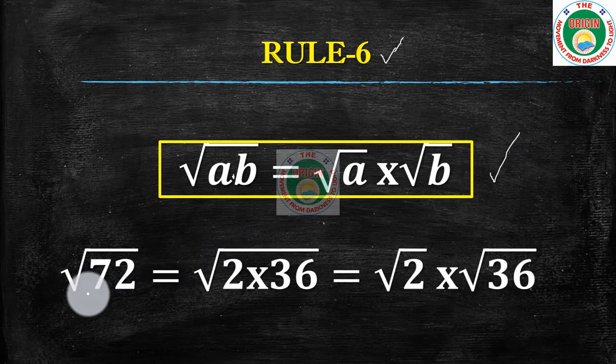Example I have given here: root 72. 72 is nothing but we can write it as 2 into 36. 36 2 times, 2 6 12, 2 3 6, 2 3 6 plus 1 is 7. That is root 72. This is in the form of square root of a into b, that is square root a into square root b. I divided here: square root 2 into square root 36. Again root 36 is nothing but 6. Just for the understanding purpose I have given this. So that is how to apply rule 6: root a into root b.